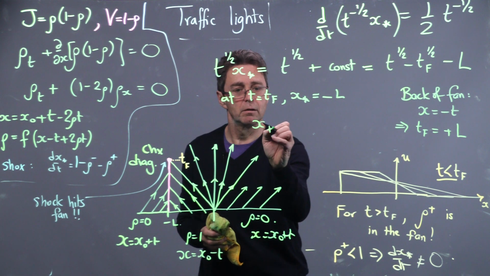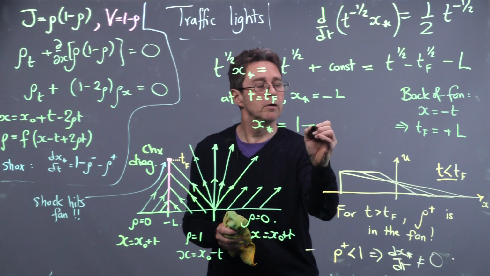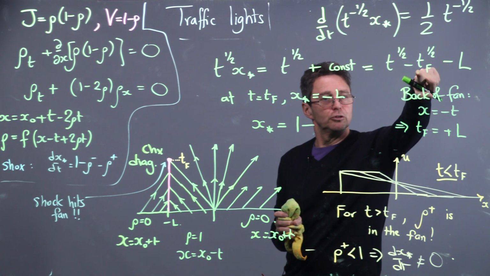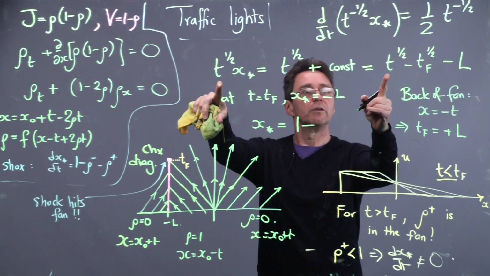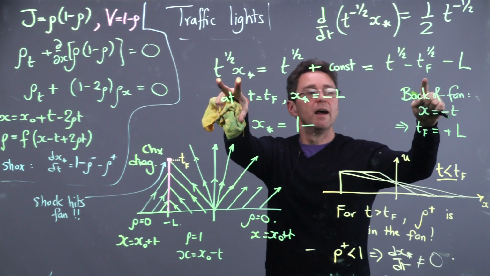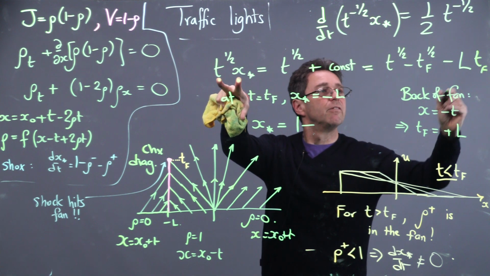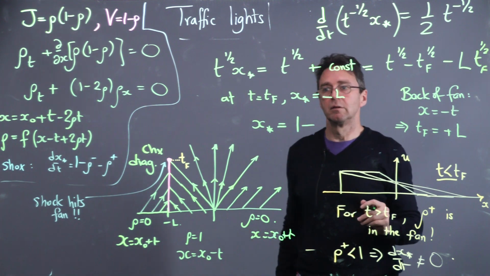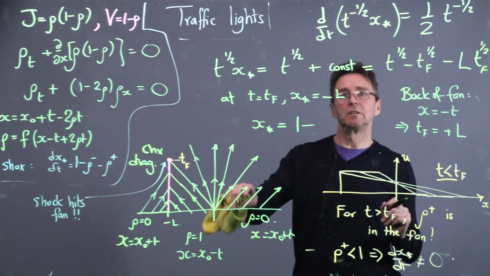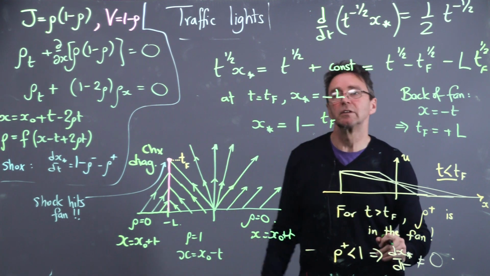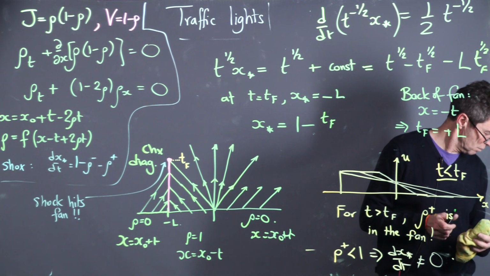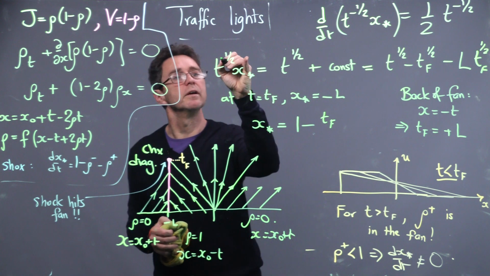Okay, so x star is equal to 1 minus... I forgot that my constant's not quite right. So when t is equal to tf, I've got to get that. So this is L times tf to the 1/2, right? So this is 1 minus t. Oh yeah, I've done something wrong here. Because the answer should be t minus, oh, that's because I forgot the minus sign here. Ah, that's more like it.